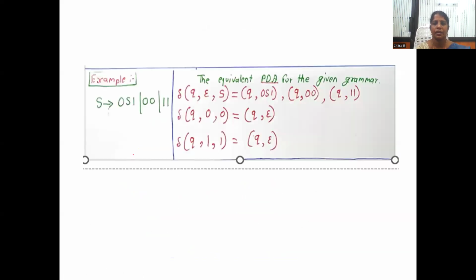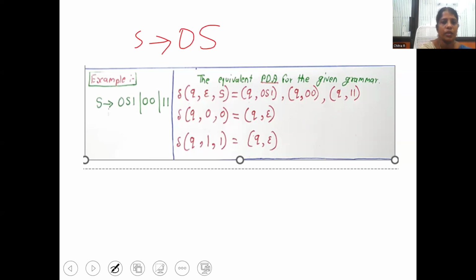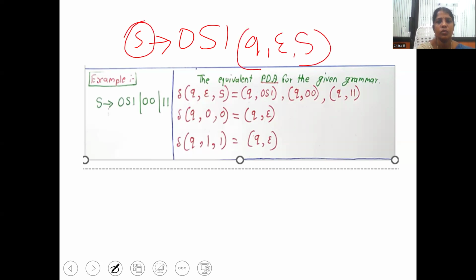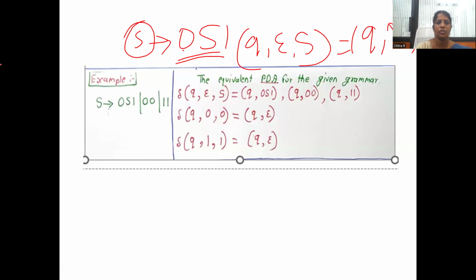Consider this example where the context-free grammar has the productions S tends to 0S1, 0, 1. We should follow two rules. The first one is A tends to β. Here it's like this one, S tends to 0S1. So it can be written as δ(q, ε, S) equal to (q, 0S1). What is there in the left hand side? S. Instead of S, it's written as 0S1, so we write 0S1 in the right hand side. That is for S tends to 0S1. Similarly, write it for S tends to 0 and S tends to 1 also.